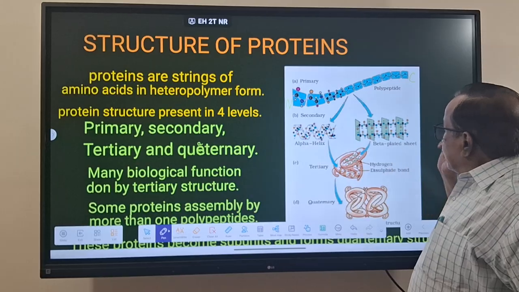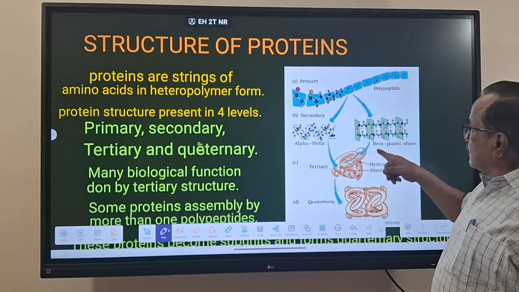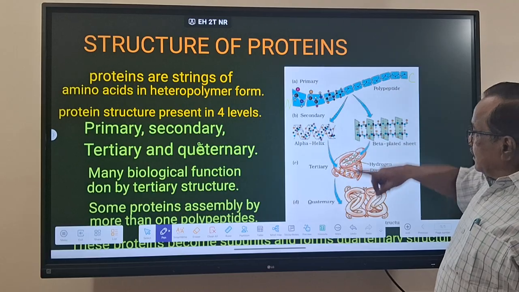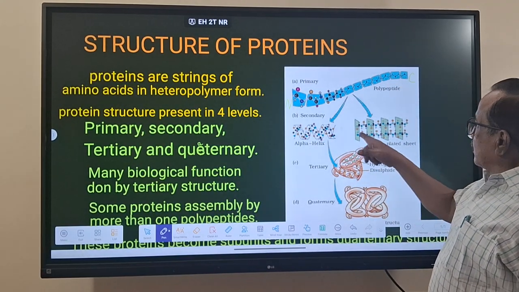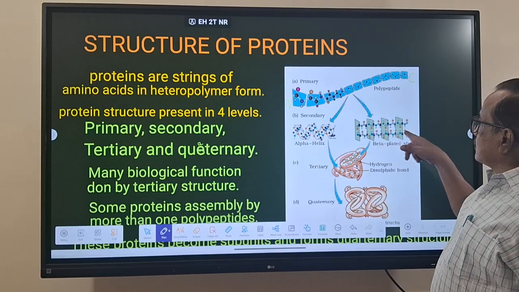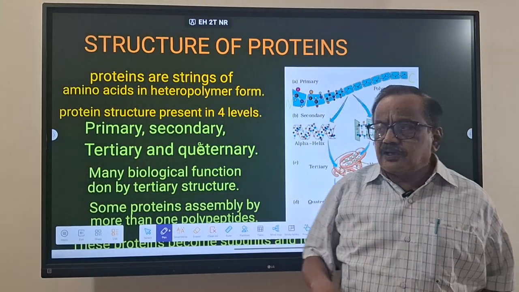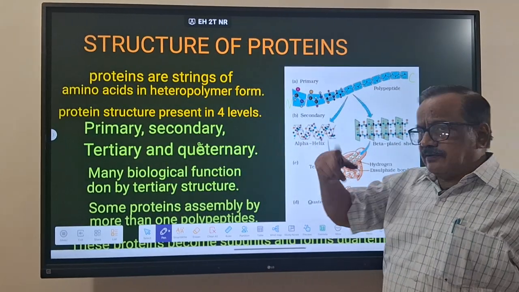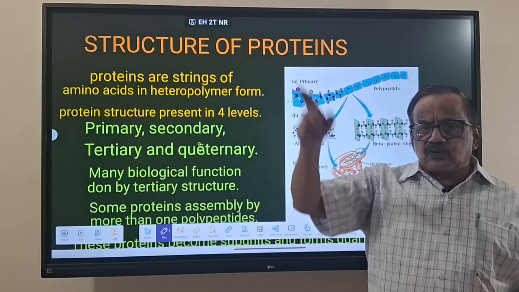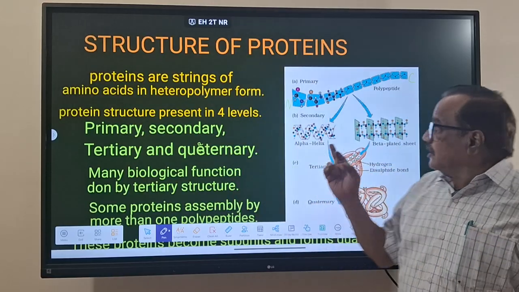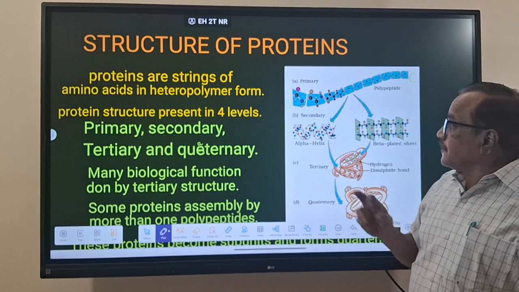And the beta pleated sheet. What is the beta pleated sheet? The same string forms long loops like this. The alpha helix is spiral, and the beta pleated sheet takes long loops like this. The bonds are also different.